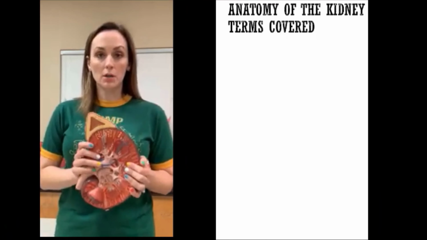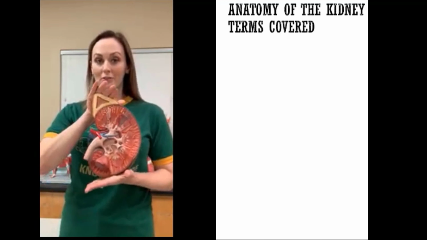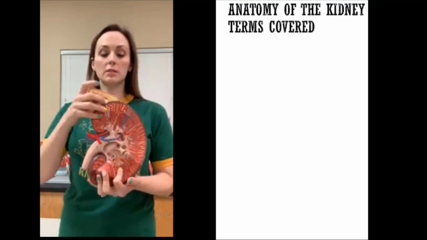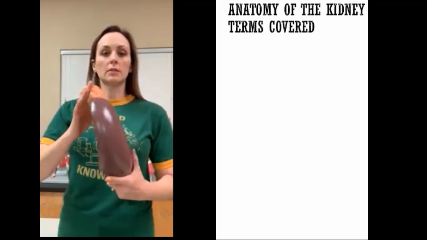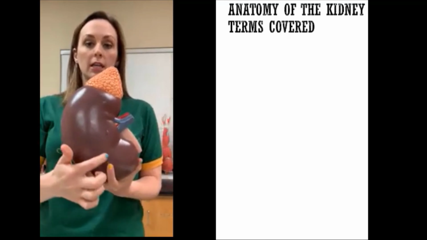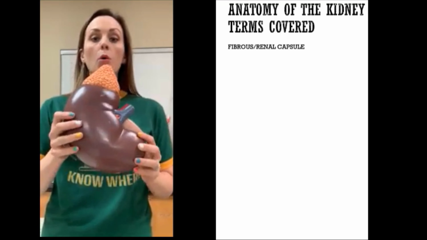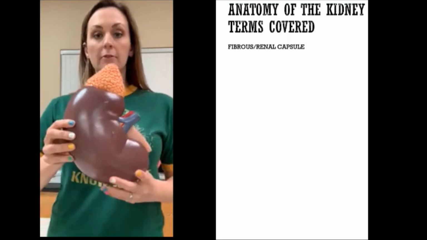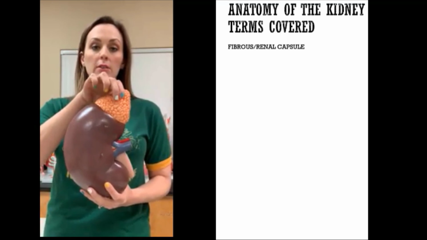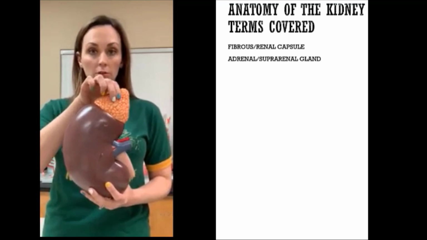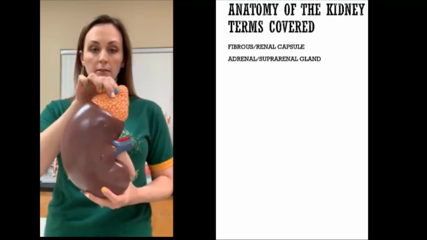Go over the main parts of a kidney. So I've got a jumbo size one here for you guys, which will make it so much easier for us to see all the detail. And the first thing that we should mention is the outside of the kidney is covered in what is called a fibrous or renal capsule. We can also see this gland here. This is the adrenal gland, sometimes called suprarenal gland, but the adrenal gland.